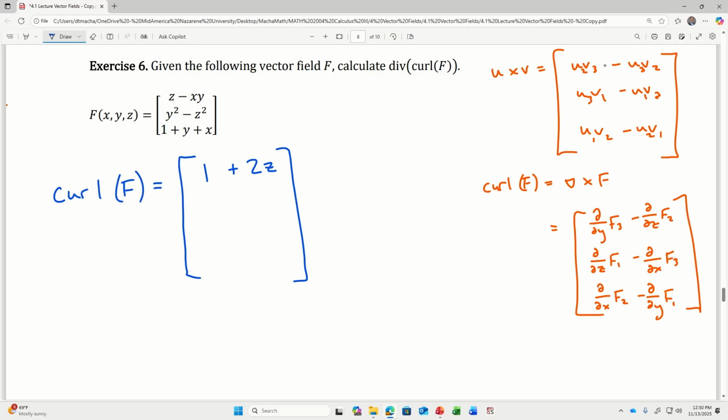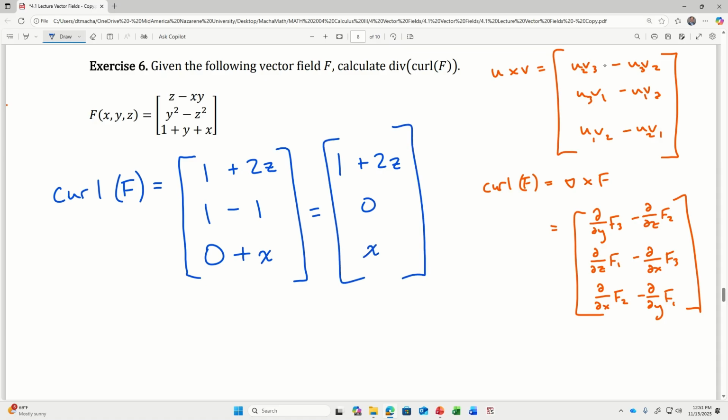So back to it. 1 minus the partial with respect to x of f3, which is 1, and then the partial with respect to x of f2, which is 0, and then minus the partial with respect to y of f1, which is negative x. So altogether, my curl is 1 plus 2z, 0, x.